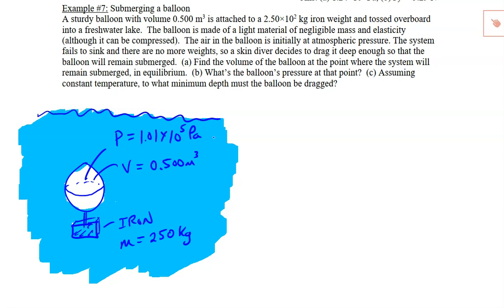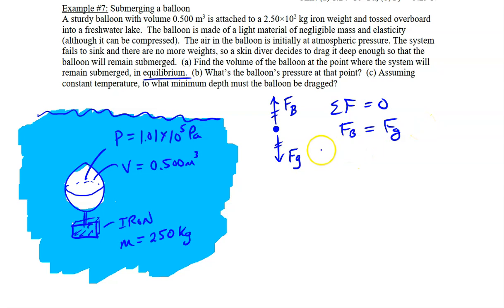Since we see this word equilibrium, my thinking is we should probably draw a free body diagram for the balloon, right? So we have forces acting on the balloon and iron system. We have an upward force, which is our buoyant force, and a downward force, which is the weight of the balloon and the weight of the iron, which is predominantly what it is. And these two forces are equal to each other, right? Forces are in equilibrium, so the buoyant force is equal to the weight.